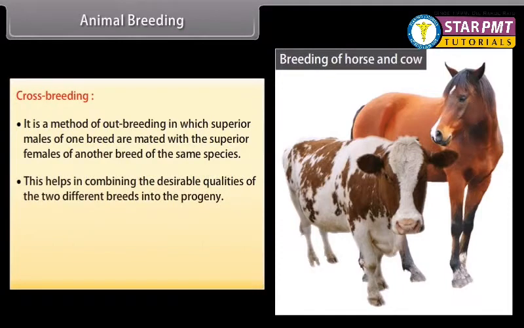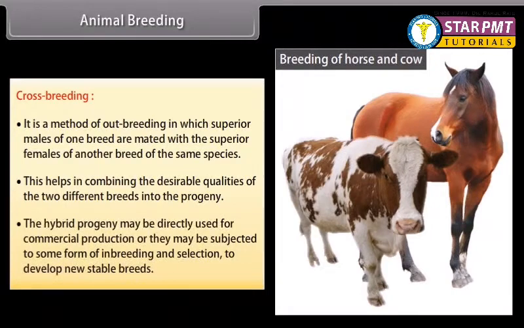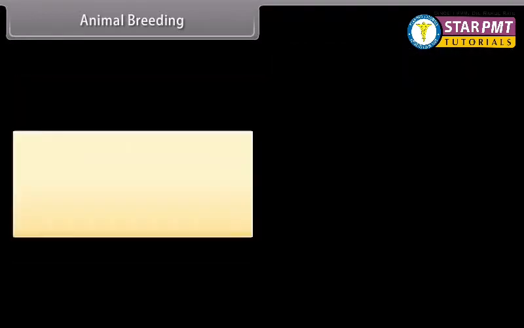This helps in combining the desirable qualities of the two different breeds into the progeny. The hybrid progeny may be directly used for commercial production, or they may be subjected to some form of inbreeding and selection to develop new stable breeds. One example of crossbreeding is Hisardale, a new breed of sheep developed by crossing Bikaneri Eves and Merino Rams.